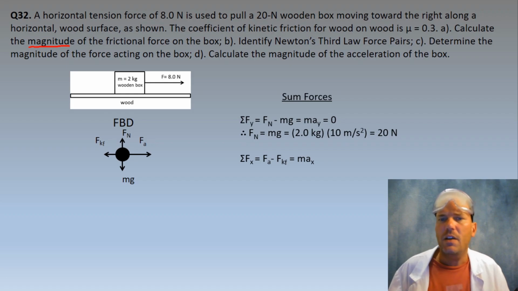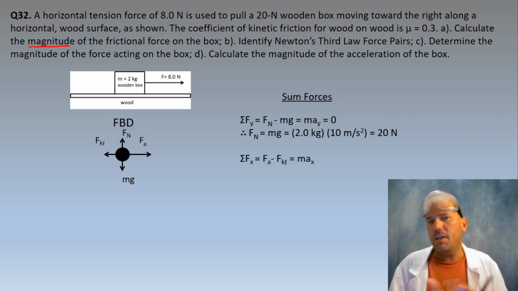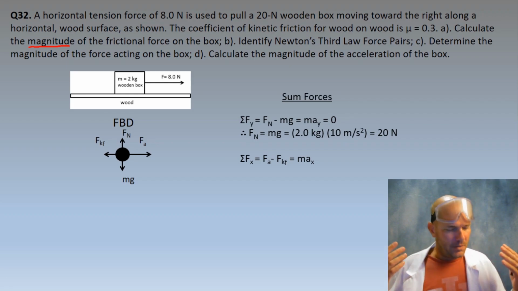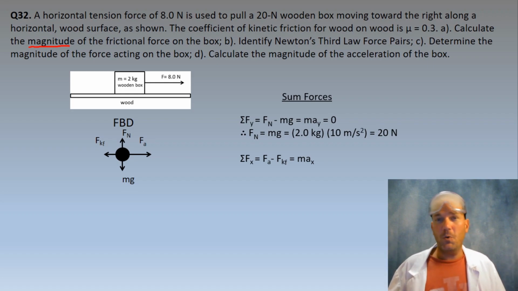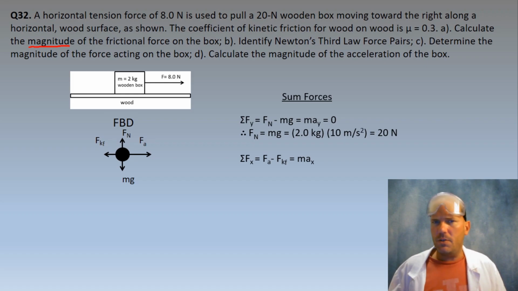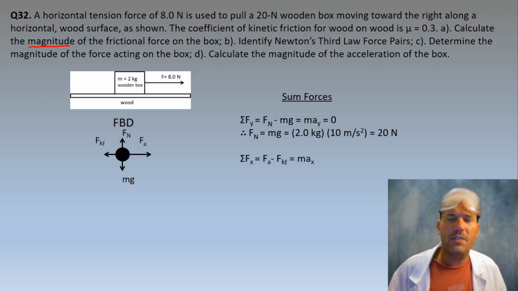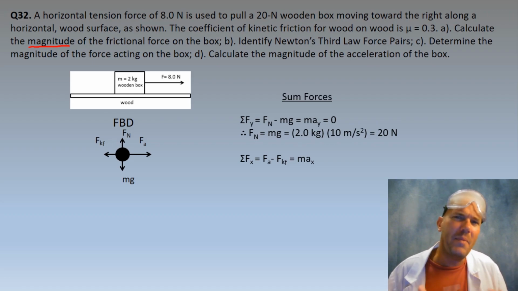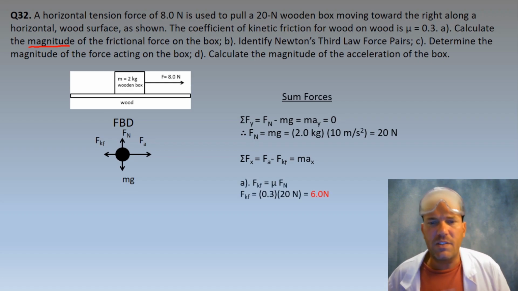Summing the forces here, you see vertically that we end up with something that's quite common for an object on a horizontal surface. Force normal is equal and opposite to mass times gravity, so we can actually calculate force normal as 20 newtons. And in the x direction, calling right positive, left negative, force applied minus the force of kinetic friction is equal to the mass times the acceleration horizontally.